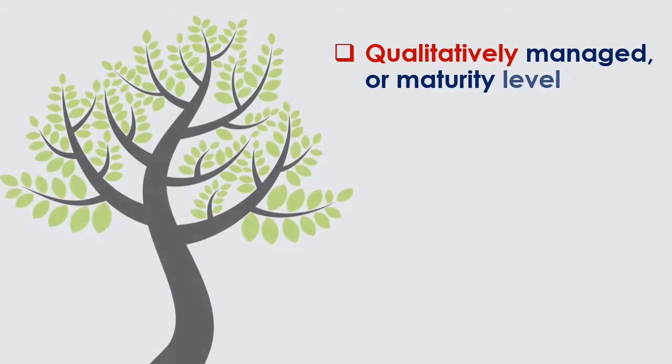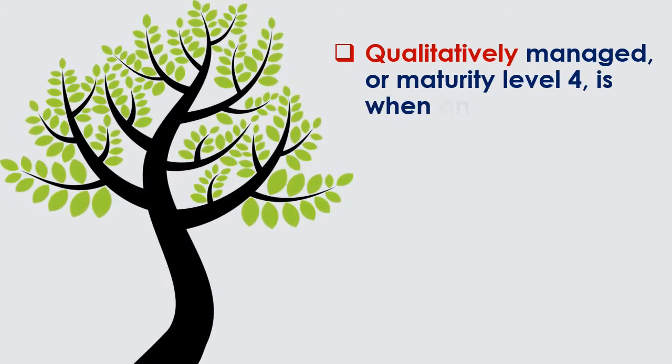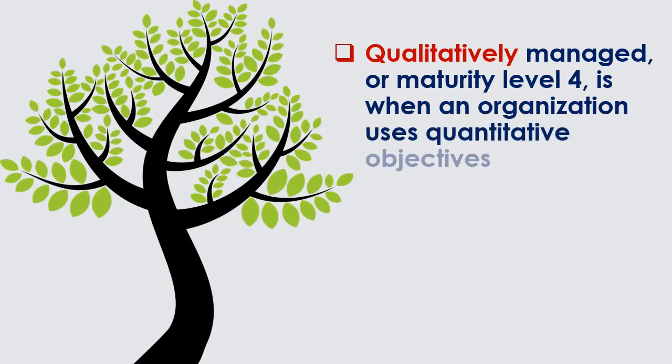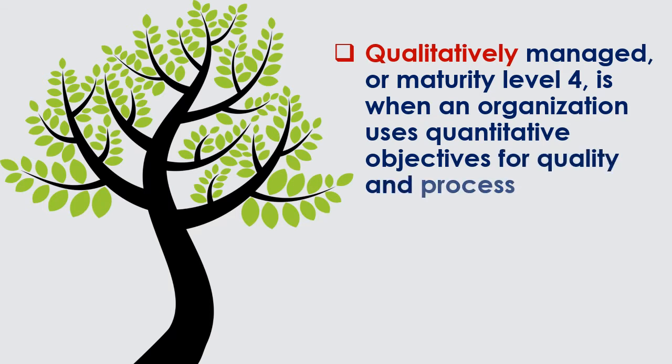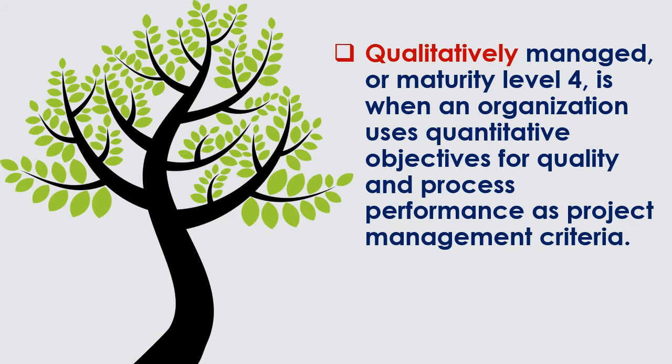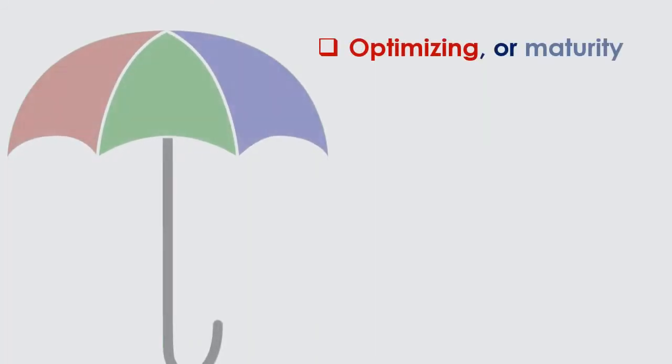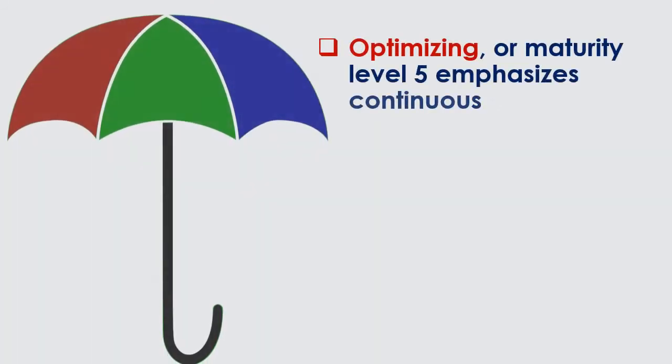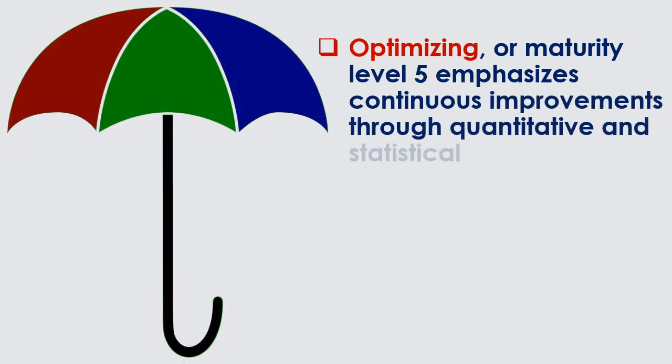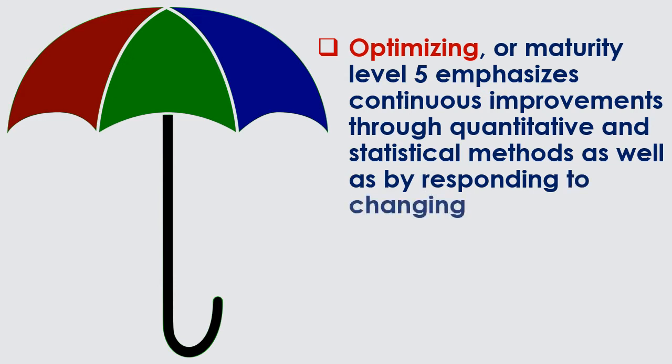Quantitatively managed, or maturity level 4, is when an organization uses quantitative objectives for quality and process performance as project management criteria. Optimizing, or maturity level 5, emphasizes continuous improvement through qualitative and statistical methods as well as by responding to changing business needs and technology.